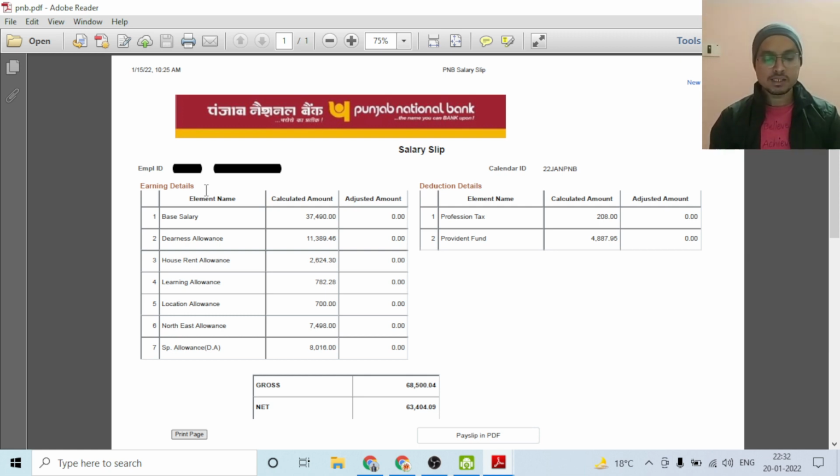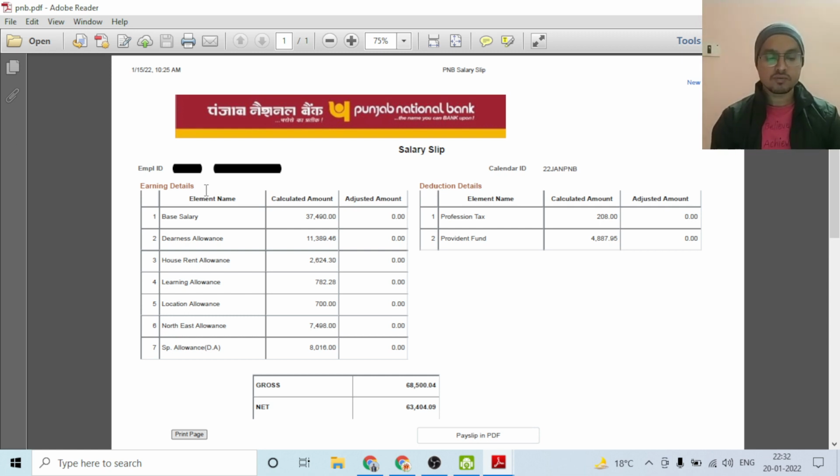Now, DA and home rent allowance. He is getting home rent allowance of 2,624 rupees, which means he is staying in his own house, not in a rental house. Another is the learning allowance, the location allowance, and the sixth one is the northeast allowance. If you are staying in any northeast state, you get an extra northeast allowance, that is 7,498 rupees.